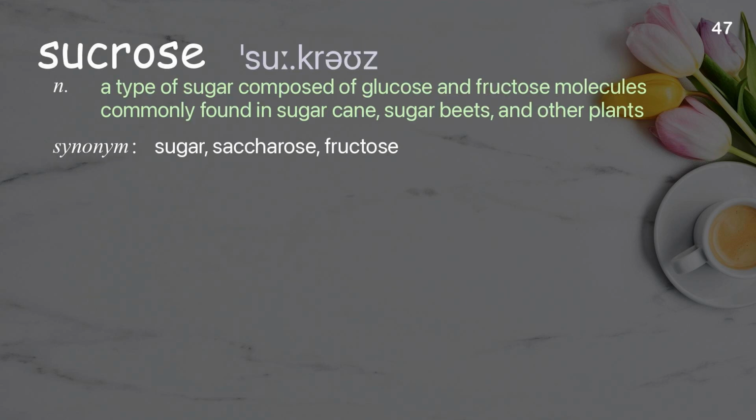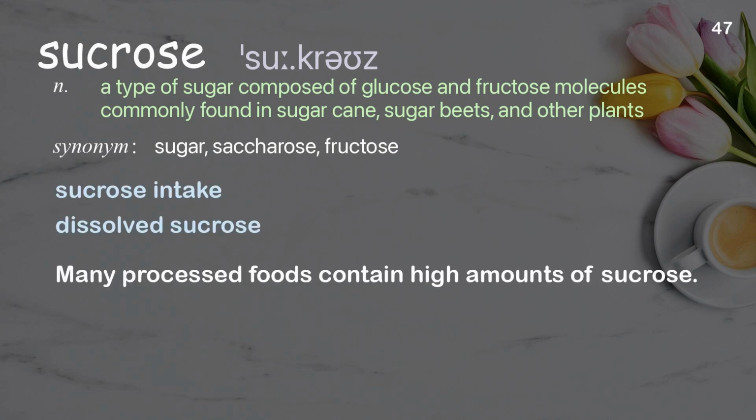Sucrose. A type of sugar composed of glucose and fructose molecules commonly found in sugar cane, sugar beets, and other plants. Examples: Sucrose intake. Dissolved sucrose. Many processed foods contain high amounts of sucrose.